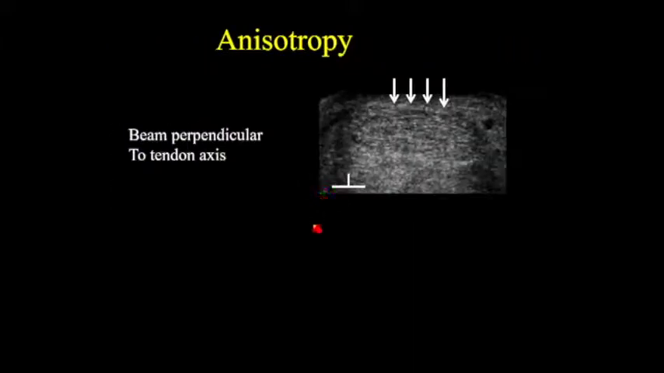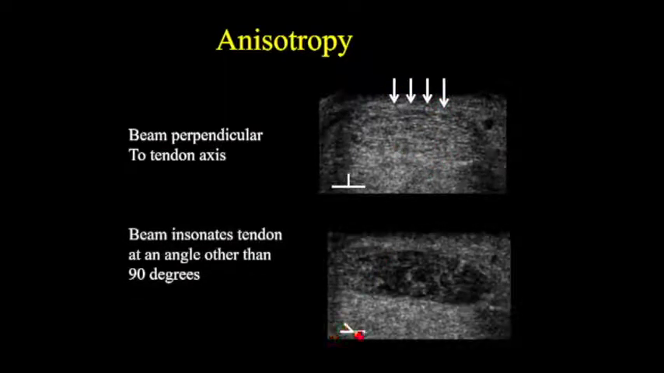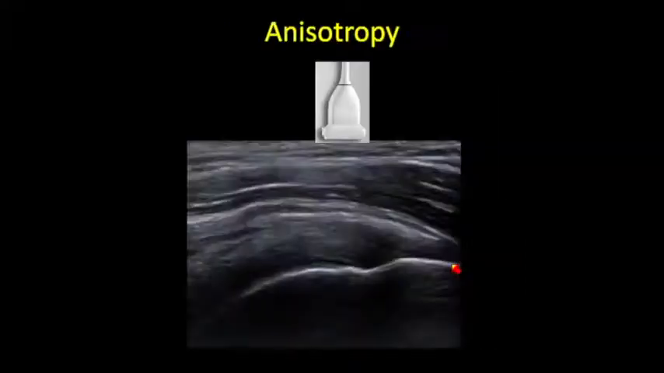So what do I mean by anisotropy? Well, if you look at this little inset over here, if the beam is perpendicular to the long axis of the tendon, we get maximum backscatter off the tendon, so the tendon will appear bright. Alternatively, if we're coming in on an angle relative to the tendon long axis, and that could be as little as 5 degrees, the tendon becomes progressively hypoechoic.